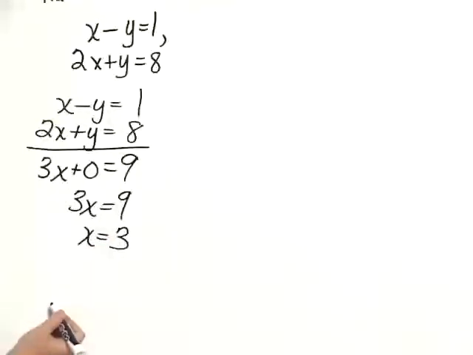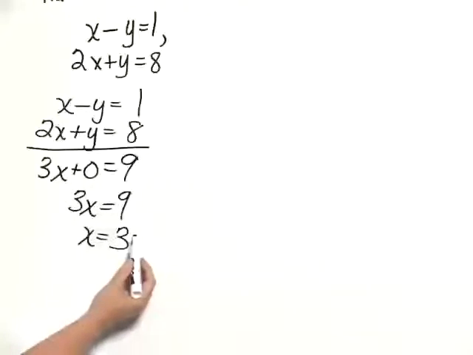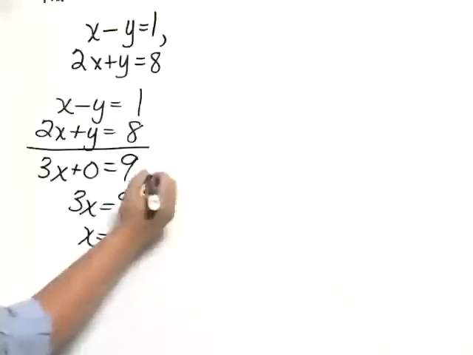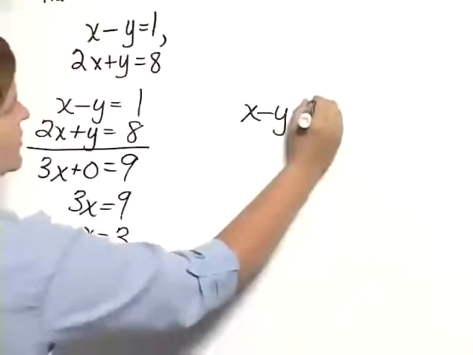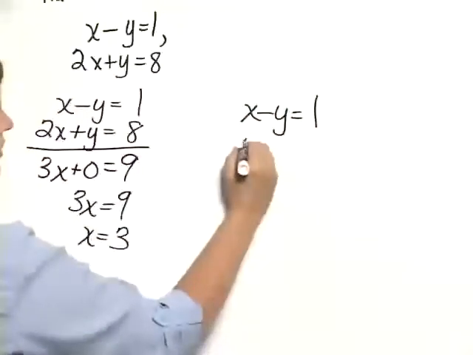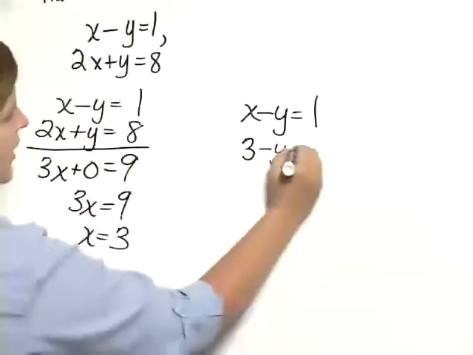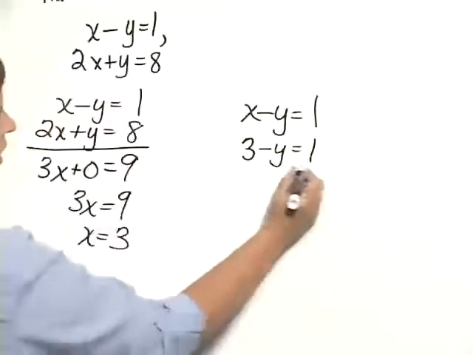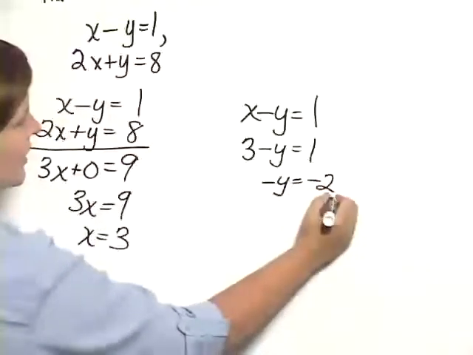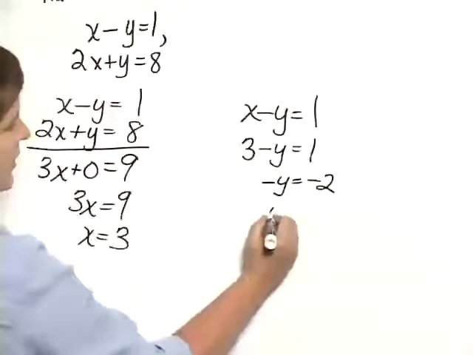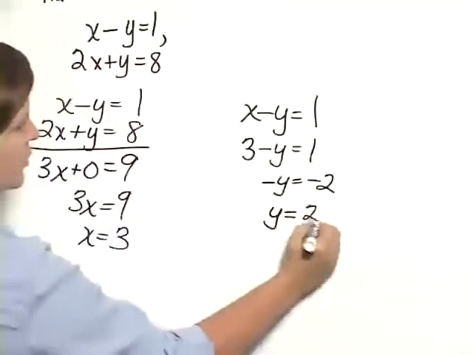Now I also need a y value. So in order to find the y value, I take the value for x and I substitute that value for x back in one of the original equations. And I'll choose the top one. This is to find y. I start with x minus y equals 1. Substitute 3 for x. That gives me 3 minus y equals 1. Subtracting 3 from both sides gives me the opposite of y equals -2. Multiplying both sides by -1 gives me y equals 2.